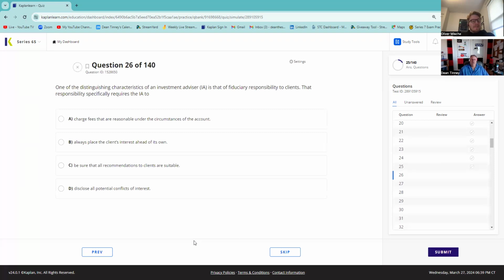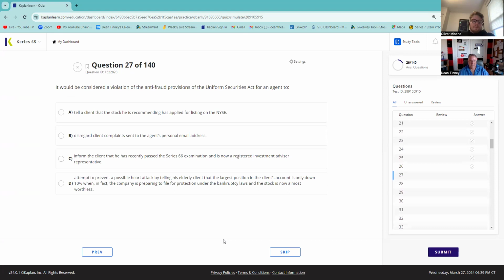One of the distinguishing characteristics of an investment advisor is that of a fiduciary responsibility to clients. That responsibility specifically requires the investment advisor... B. Yeah, that's exactly what fiduciary means, right?